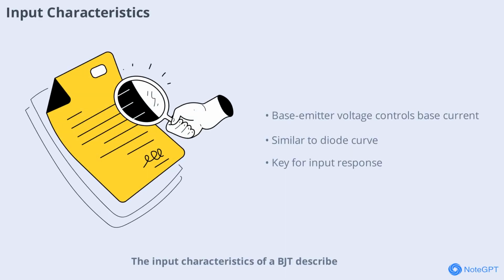Input characteristics of a BJT describe how the input current varies with input voltage, typically measured at the base-emitter junction. For a common emitter configuration, as the base-emitter voltage increases, the base current also increases. This relationship is similar to a diode's characteristic curve, reflecting the forward biased nature of the base-emitter junction. Understanding input characteristics helps in predicting how the transistor will respond to different input signals.